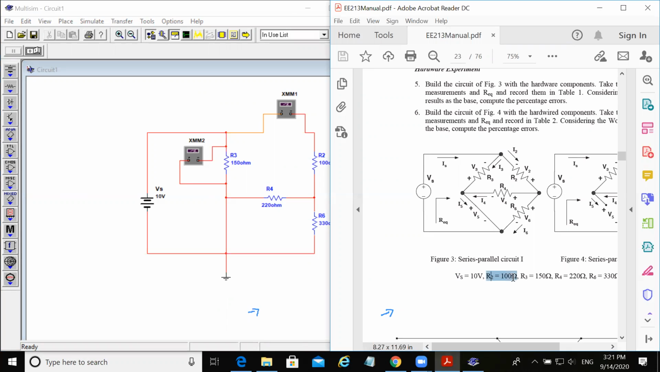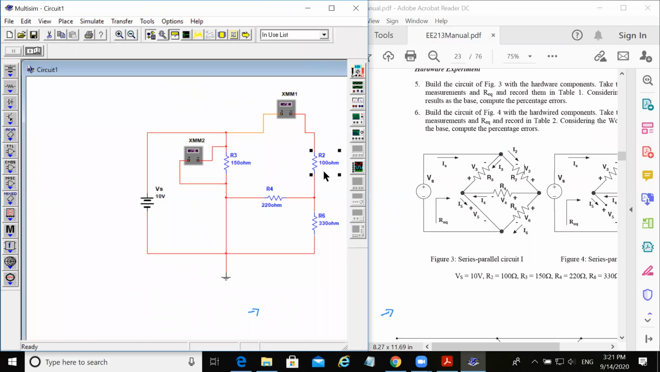Similarly, R2 is 100 ohms. Where is R2? This one is R2, so it is 100 ohms. You can see here easily that it is 100 ohms, and so on. This is R3, 150 ohms. R4 is 220 ohms. It's given here. R6 is 330, which is this one.